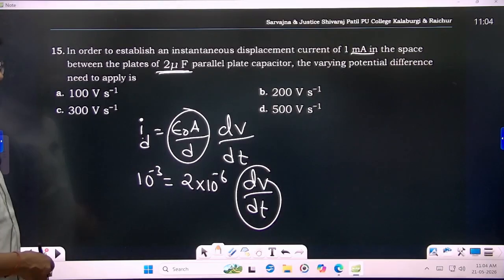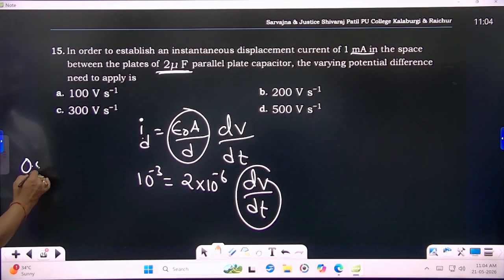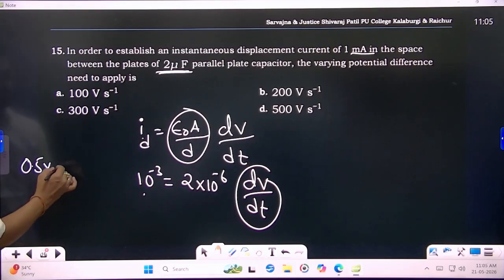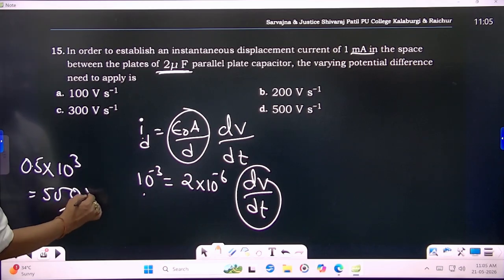Getting this to this side, 1 by 2 becomes 0.5 into 10 power minus 6 goes to the numerator, 10 power plus 6, 10 power plus 3. So this happens to be 500 volt per second.